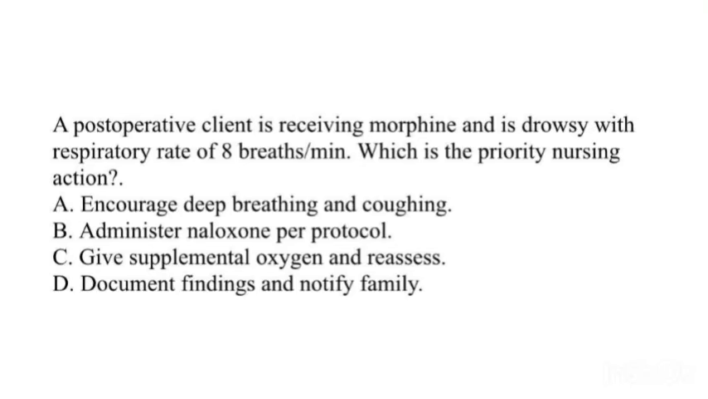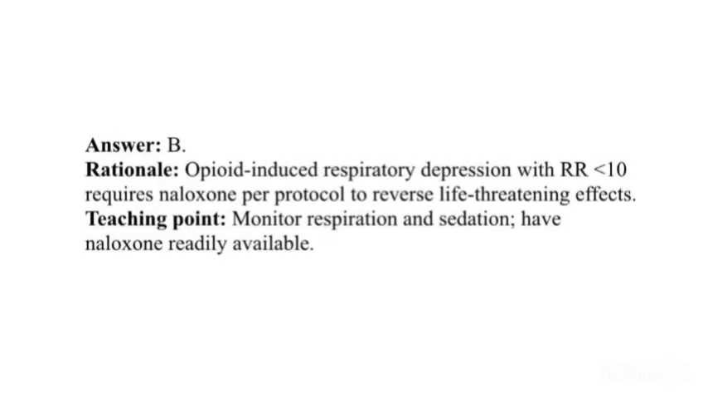A postoperative client is receiving morphine and is drowsy with a respiratory rate of 8 breaths per minute. Which is the priority nursing action? A. Encourage deep breathing and coughing. B. Administer naloxone per protocol. C. Give supplemental oxygen and reassess. D. Document findings and notify family. Answer: B. Rationale: opioid-induced respiratory depression with a respiratory rate less than 10 requires naloxone per protocol to reverse life-threatening effects. Teaching point: monitor respiration and sedation, and have naloxone readily available.